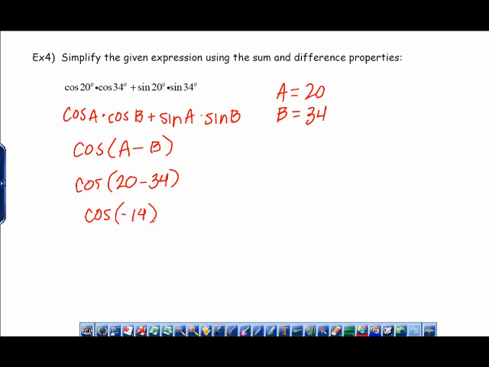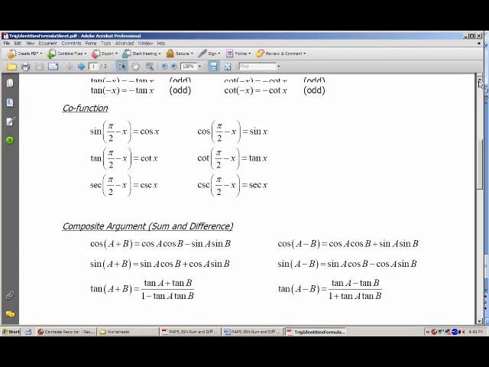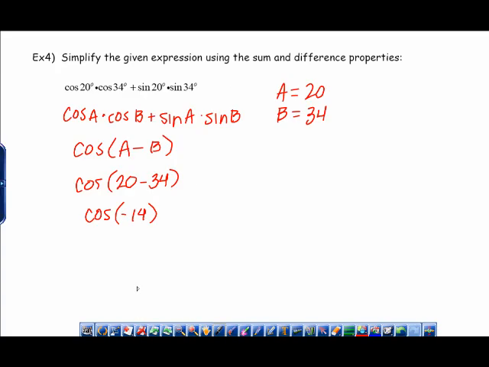And it may seem like this is all I can do. However, if I go back up here and look at evens and odds, cosine of negative 14 is the same as cosine 14. So you have to ask yourself, which is simpler? Cosine of negative 14 or cosine of 14? Cosine of 14 is simpler, so that should be your final answer there, cosine of 14 degrees.